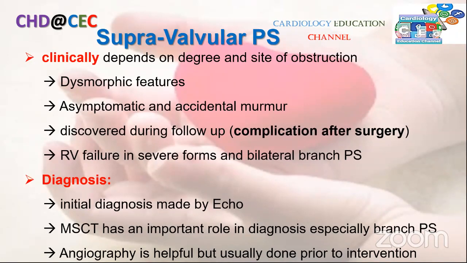Diagnosis, initial diagnosis is made by echo. This is for the supravalvular at the main pulmonary artery and the origin of the branches, or along the central PAs. But in the peripheral pulmonary arteries, or to identify the lesions in the central PAs, multi-slice CT is the gold standard tool in diagnosis, and especially in branch pulmonary stenosis. Angiography also has a role. It was used for diagnosis in the old days, but nowadays it's used only prior to intervention.